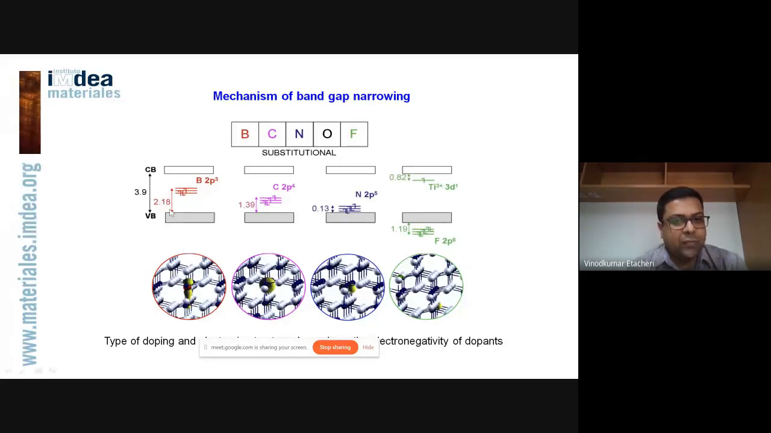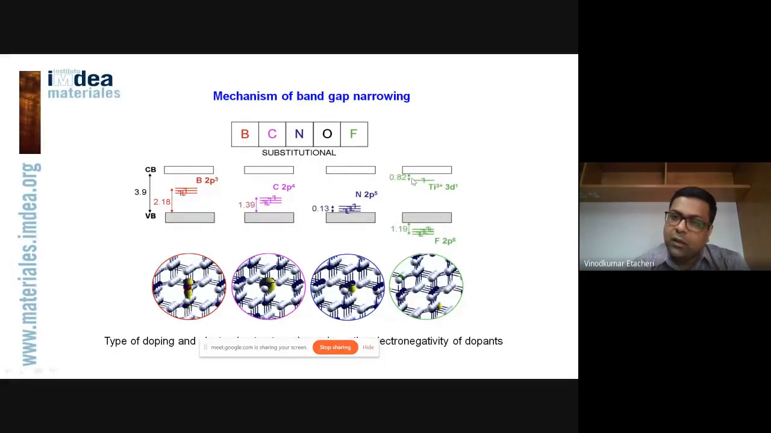And if you check the band gap also, if you consider the valence band and conduction band in boron doped TiO2, there is an additional energy level 2.18 volt above the valence band. In case of carbon, it's only 1.3 volt above, and nitrogen is 0.13 volt. But in this case, it depends. We will go to more details on nitrogen doping.